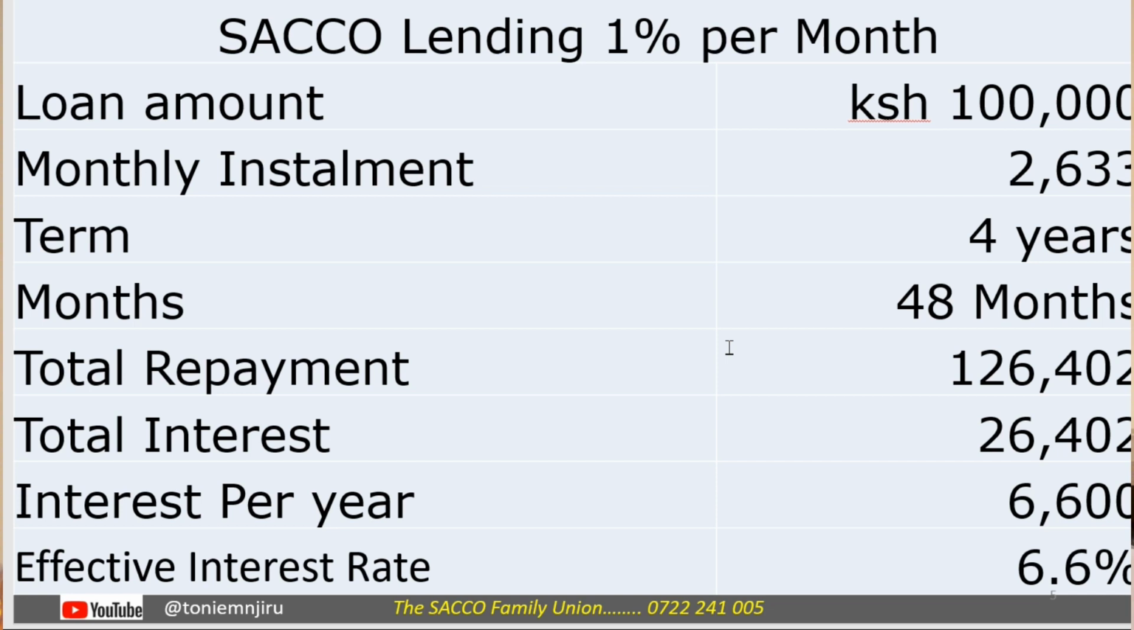2,633 every month. So at the end of the 4 years or the 48 months, you'd have paid a total of 126,402. And because you had borrowed 100,000, your total interest would come to 26,402. And if you take an average per year over the 4 years, every year the interest is 6,600, giving you a rate on the 100,000 you had borrowed of 6.6% per annum. So in terms of lending, SACCOs have a low rate.